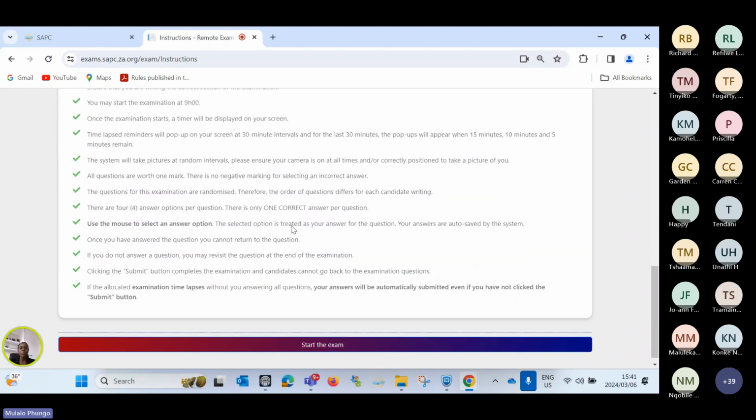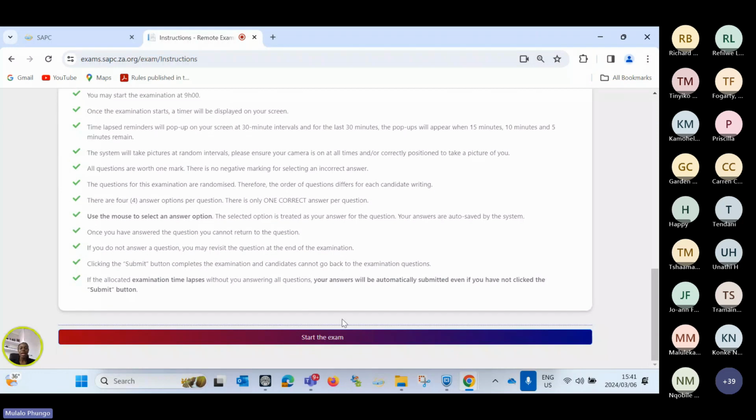So you keep hovering and hovering, and at the appropriate time, which is usually 9 o'clock, 9 a.m., the officiating officer, who would be the chief invigilator for that examination, then officially starts the examination. Then you have access to this start the examination. I think I'll pause here.